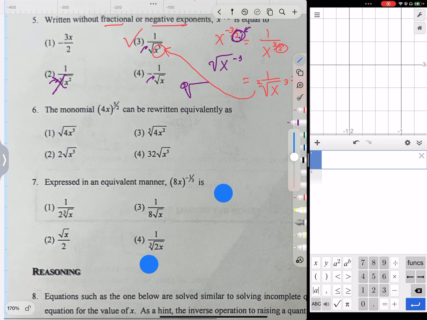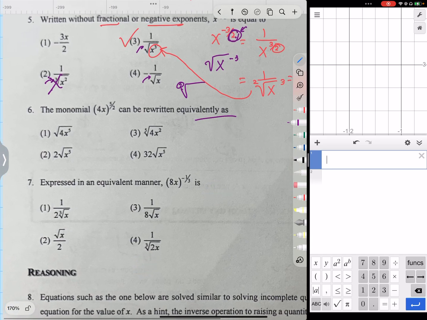Alrighty. Written equivalently as, let's kind of run through this guy. Let's see here. So there's a 2, so I got a square root 4x. And there's a 5, so I got to take it to the 5th power. Now let's see here. I can square root of 4.